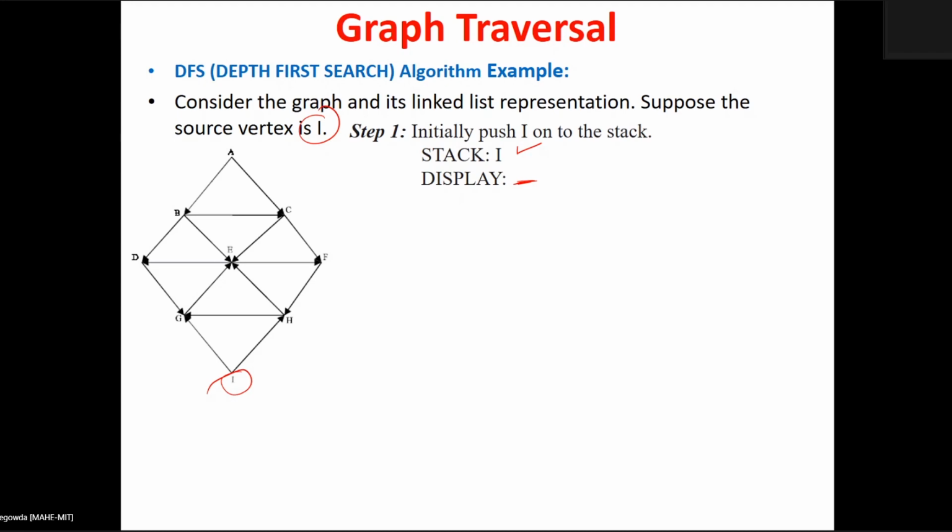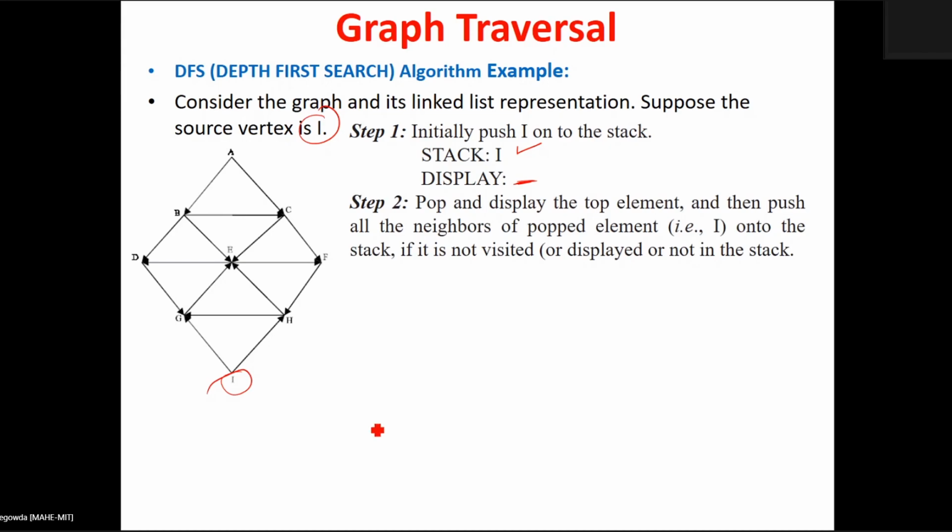Next, in the second step, you take out the element from the top of the stack. Pop and display the top element. How many elements do I have on the stack? Only one element. I am going to take I and then push all the neighbors of the popped element onto the stack, if not visited. The neighbors of I are G and H. You push these two neighbors onto the stack.